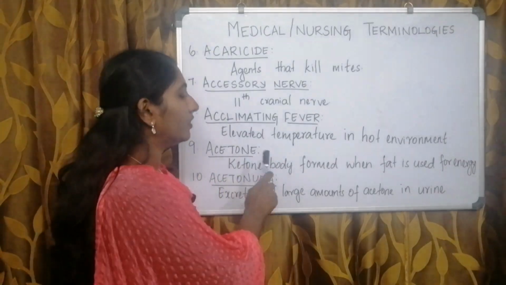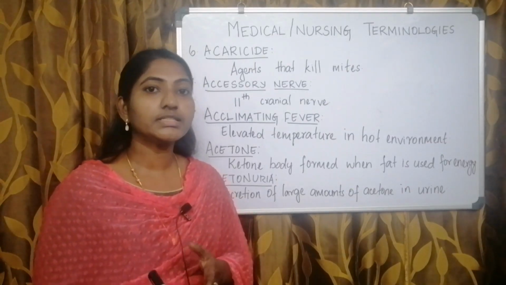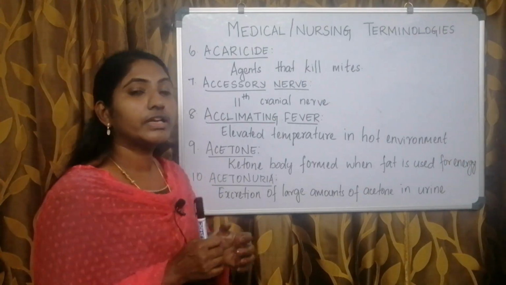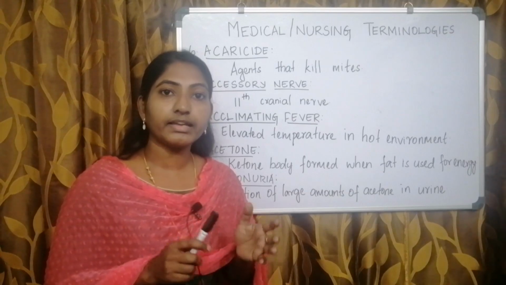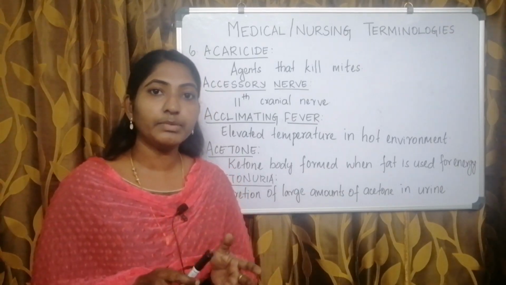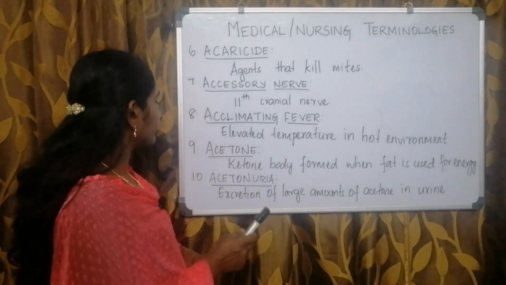Next one is acetone. Acetone is one of the ketone bodies which are formed when the body uses fat instead of glucose for energy. The presence of ketone bodies is an indication that the cells lack insulin or they cannot effectively use the available insulin, as seen in diabetes mellitus.